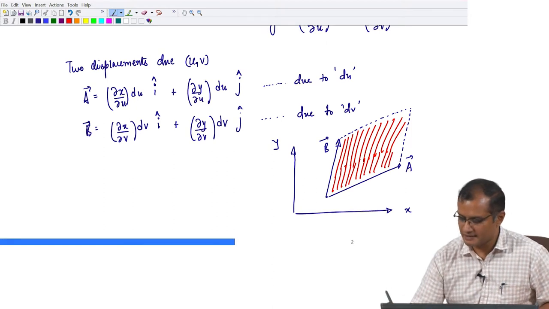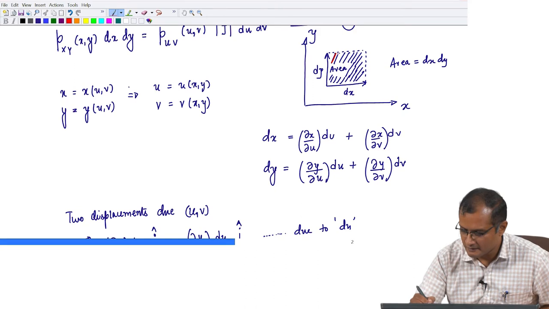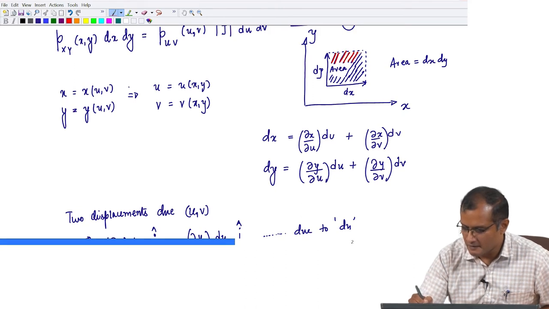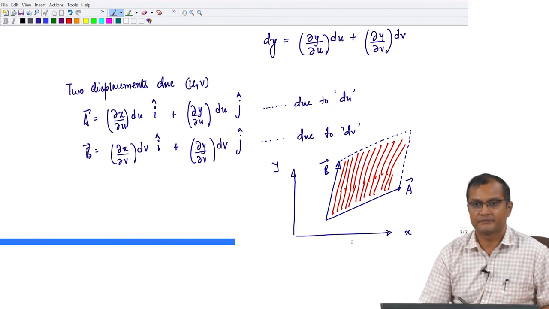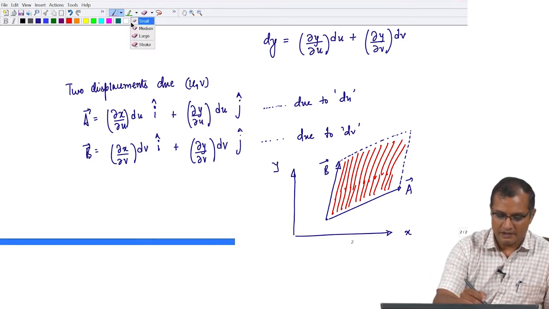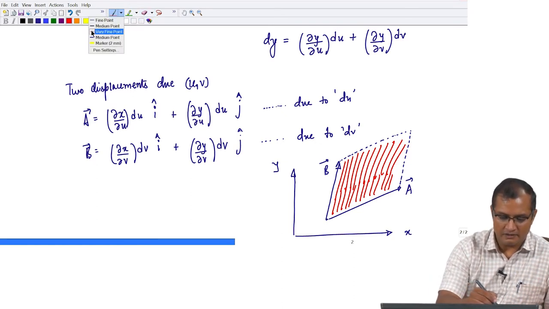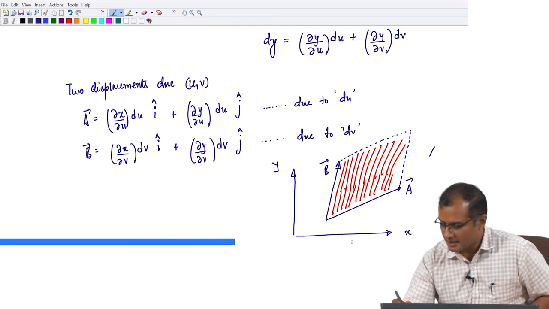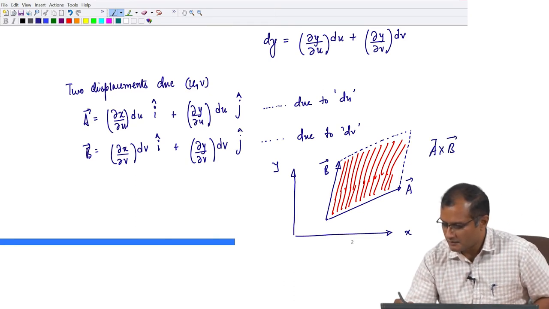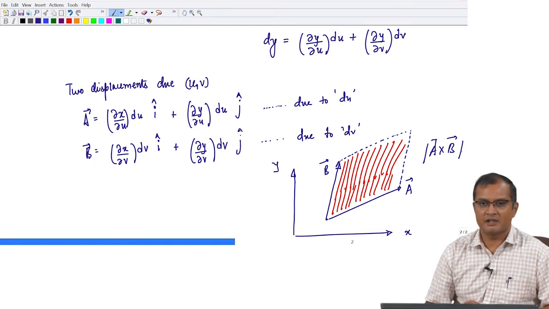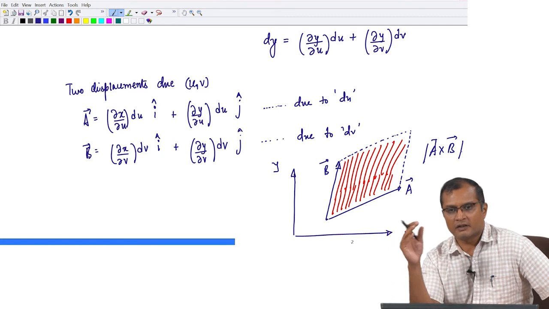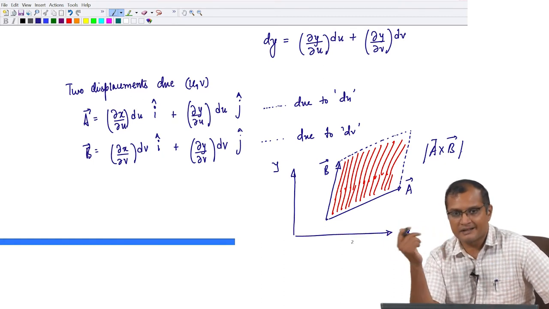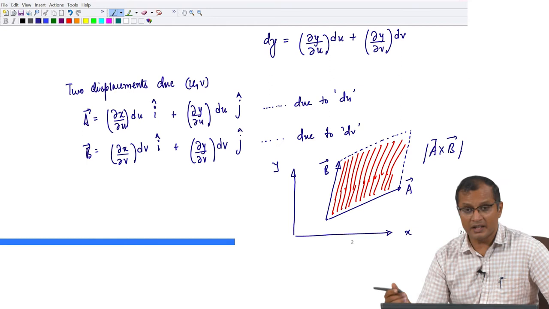So, I will say that this region here has the same area as the shaded region here. Of course, the area in the shaded region is given as A cross B, and I want the magnitude of the area. So, I have taken the magnitude of A cross B. That is the typical formula for area of a parallelogram with sides A and B, okay.